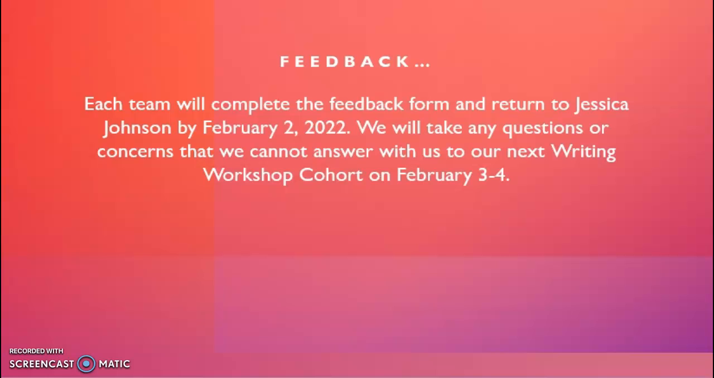Lastly, we ask for feedback. Each team will need to complete the feedback form that's given to you at a later date and then return it to me, Jessica Johnson, by February 2nd, 2022. Kim and Melissa and myself will all go back to the writing workshop cohort on February 3rd and 4th, and we will take any of your questions or concerns that we are not able to answer back with us.